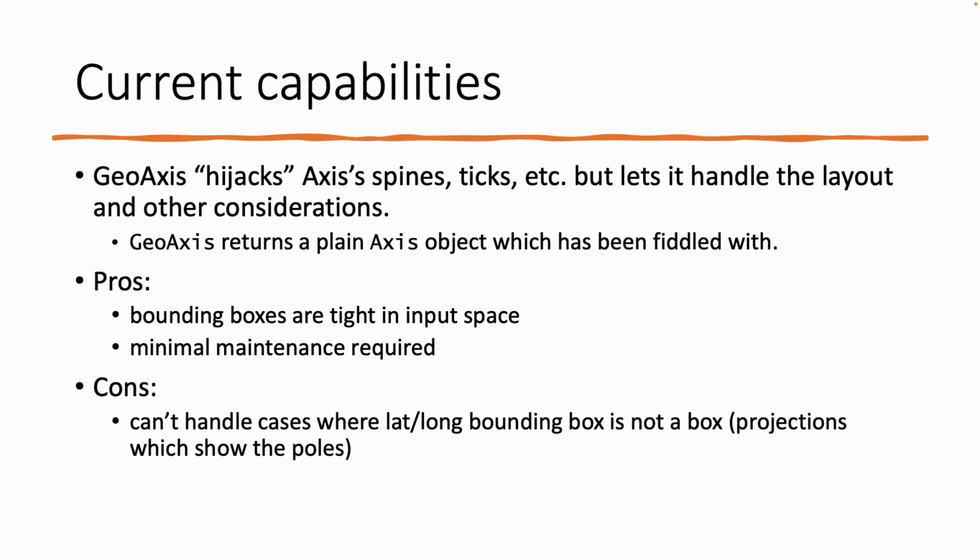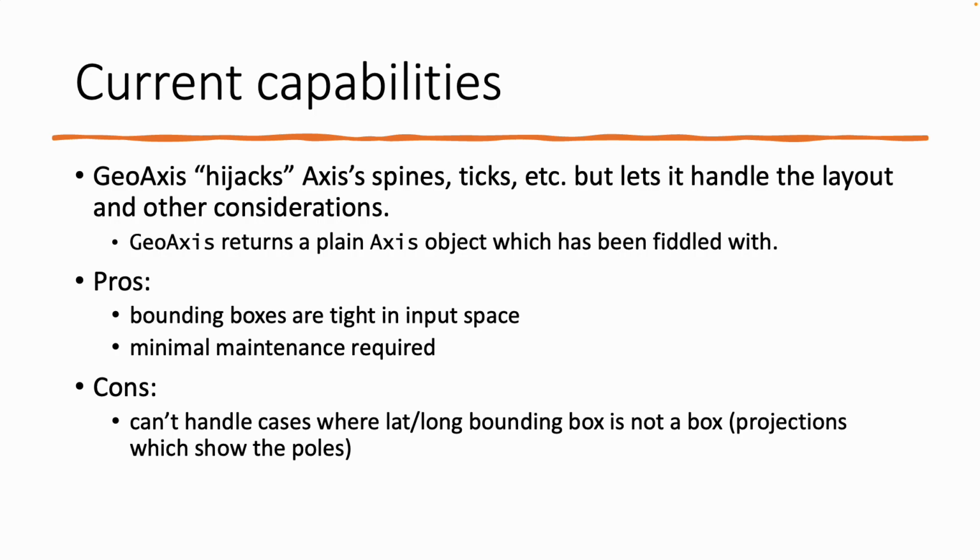So currently, as I said, GeoAxis hijacks the axis spines and tick labels, all of this. But it lets the axis handle the layout and other considerations. And actually, when you call the GeoAxis function, it returns an axis object. So this is the level of hacking I'm talking about. The pros are that the bounding boxes are tight in input space. Things don't expand past the scene. We don't really need to put that much maintenance into it because a lot of improvements happen on the axis end. We just take advantage of that.